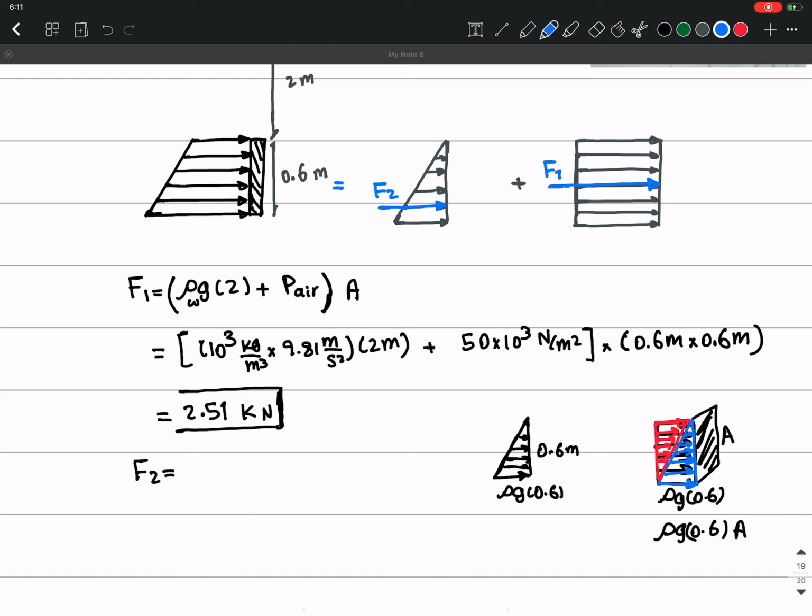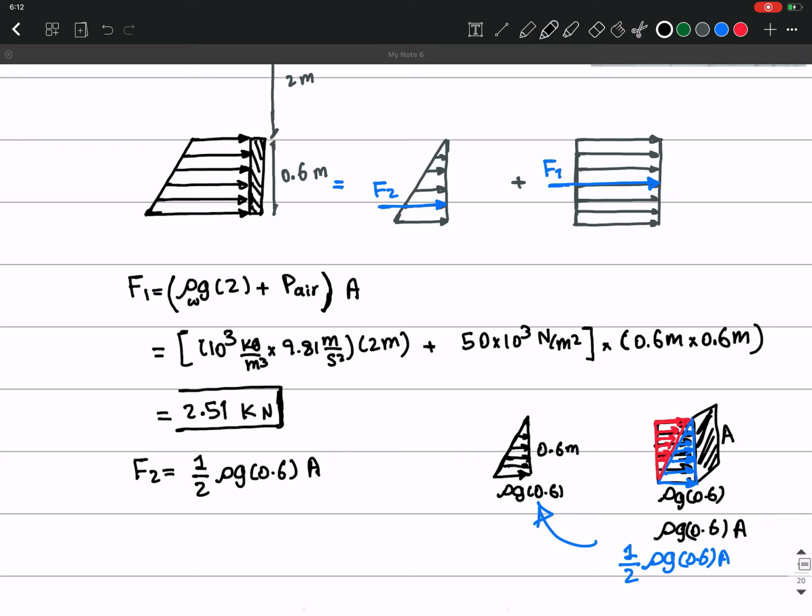So if I want to calculate the force of the blue one, it is going to be rho g 0.6 A times 1/2, right? Because this is 1/2 of that. I throw away half of it. So here is the same thing. This is also a triangle. So I need to just multiply it by 1/2 to get the correct force for this triangle. So it's going to be 1/2 rho g 0.6 times A, right? So this is how you can calculate it for a rectangle and for a triangle.